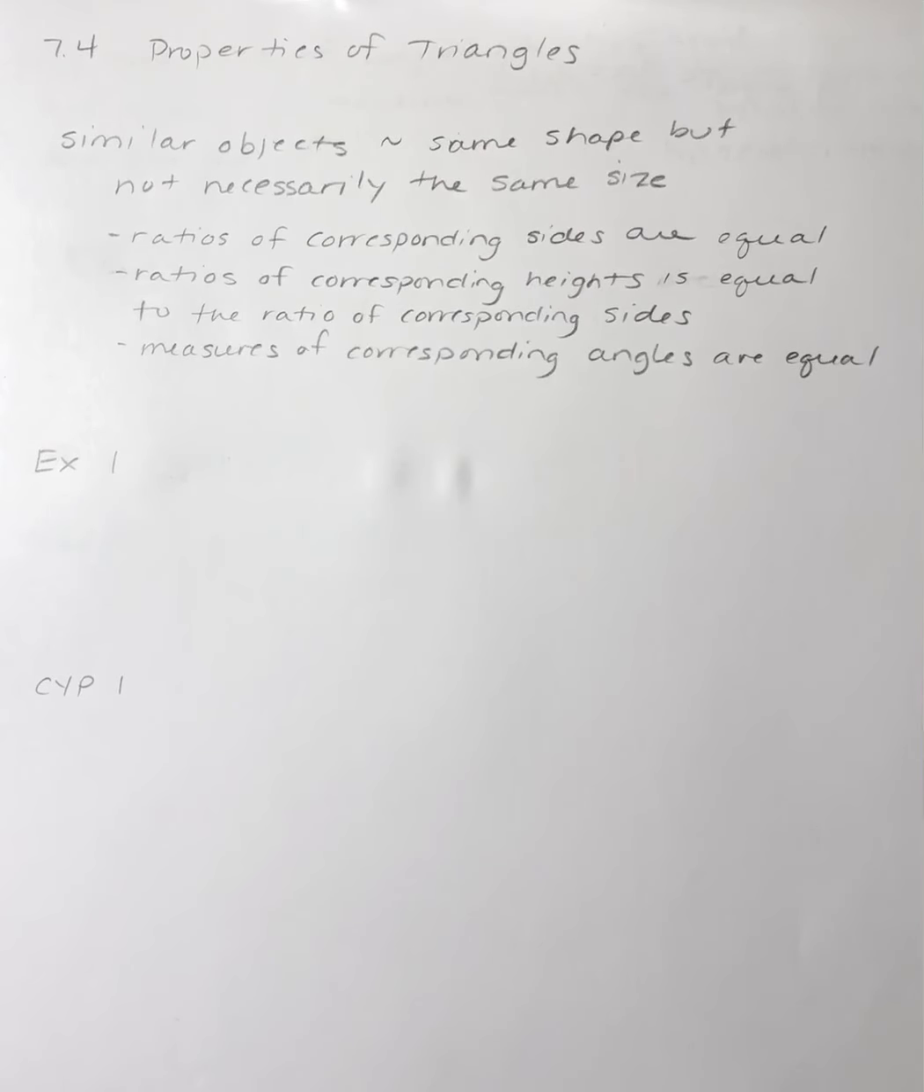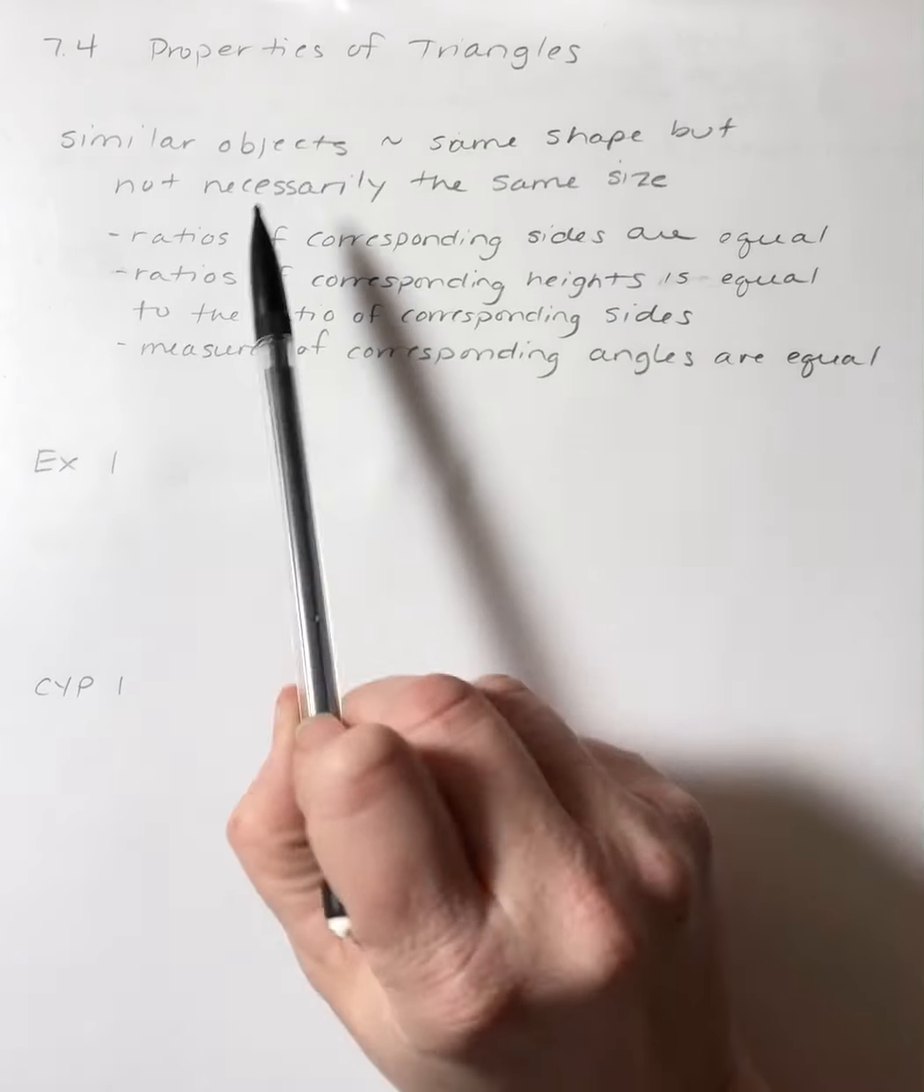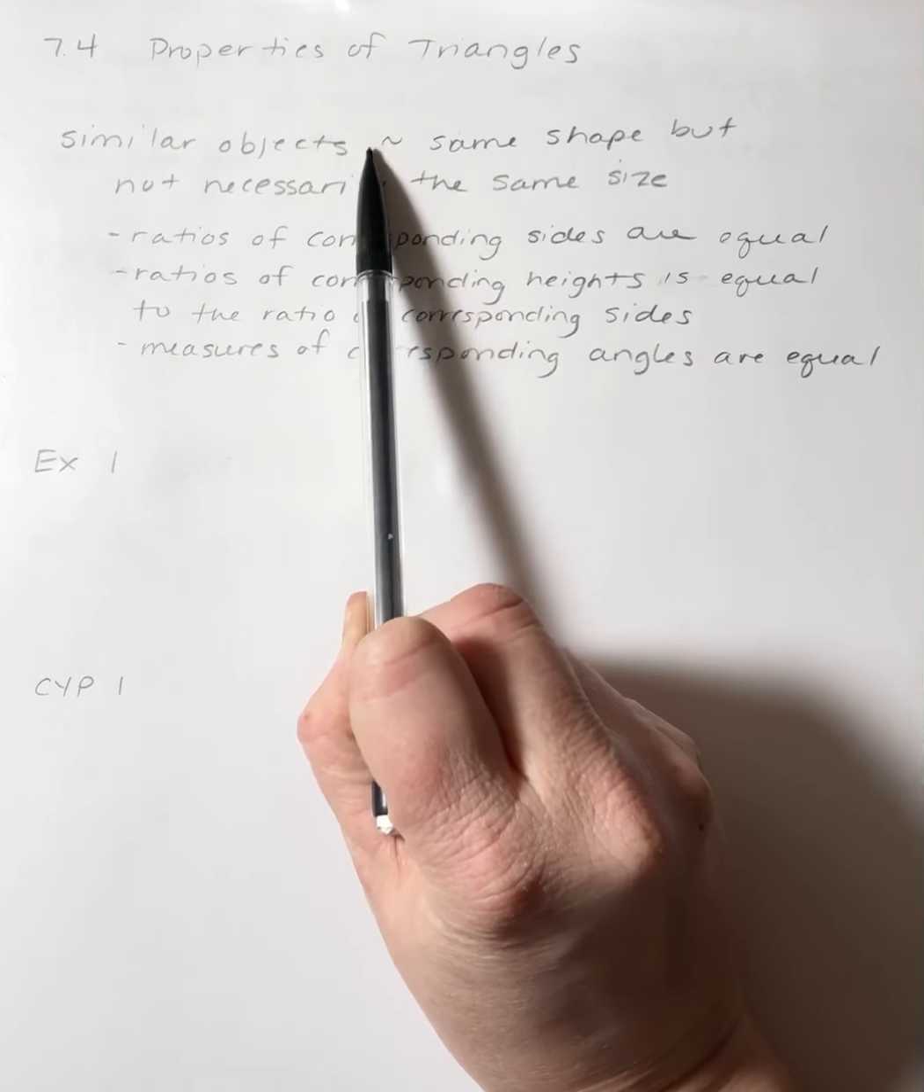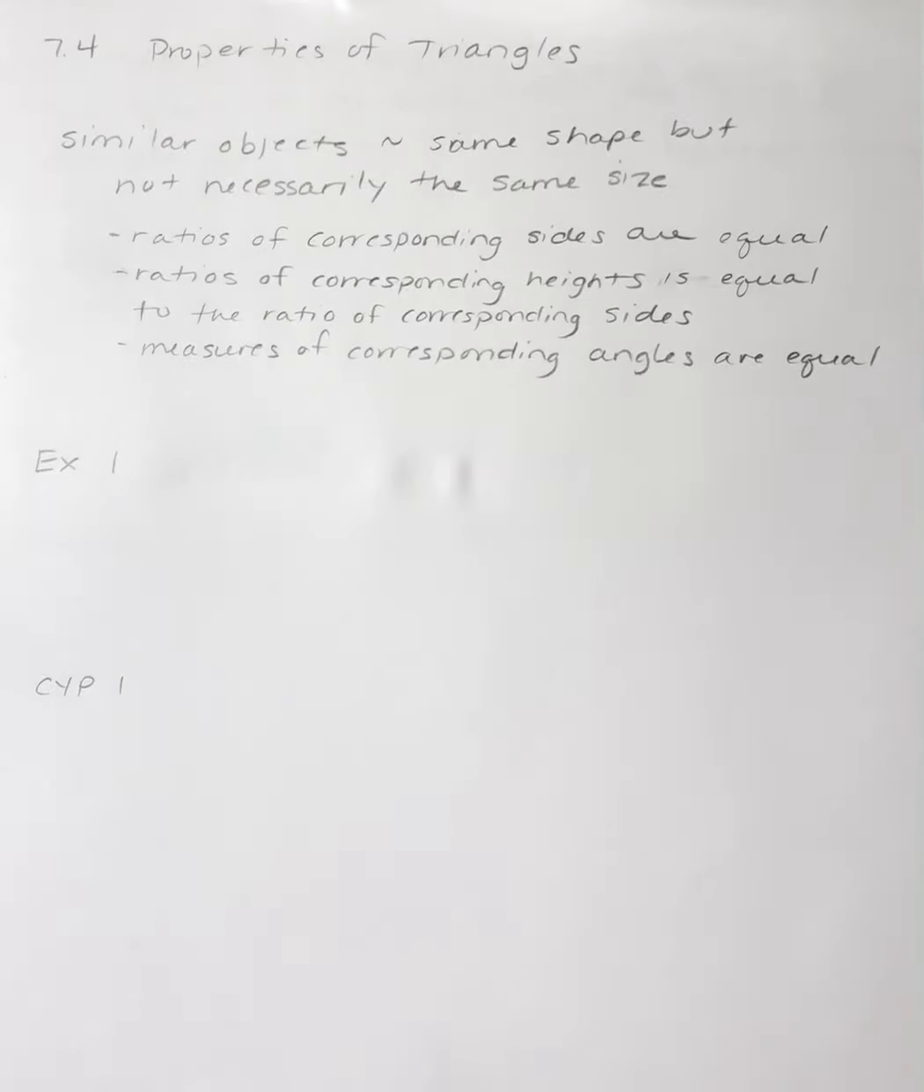So 7.4 is properties of triangles. Similar objects, and this is the symbol for similar, it's just the little tilde, means that they are the same shape but not necessarily the same size. You can have similar triangles, similar rectangles, similar squares, similar circles.